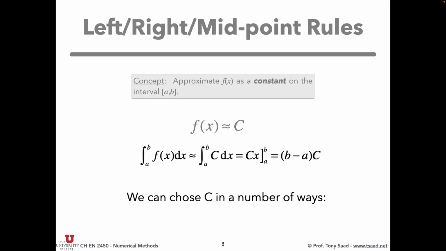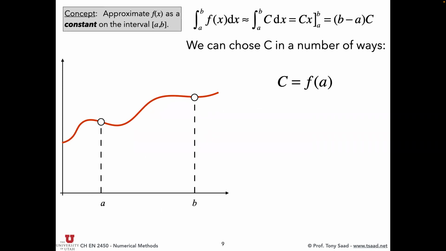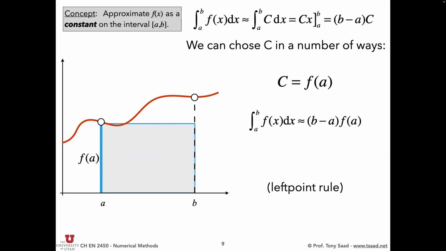And we can choose c in a number of ways. So the first way is you say c is equal to f of a. So in other words, this is your c. And then the area under the curve becomes this area, right? So you're approximating over this entire interval your entire function by this value, f of a. So for all values between a and b, your function is constant, equal to f of a. The integral in this case is b minus a times f of a. And that's called the left point rule, because we used the left point to approximate the function. Okay, so what is going to be the right point rule?